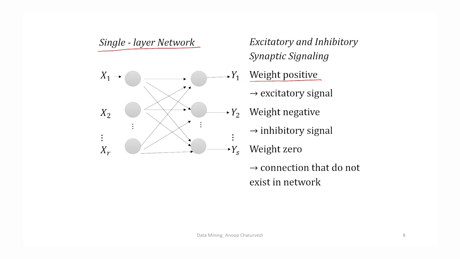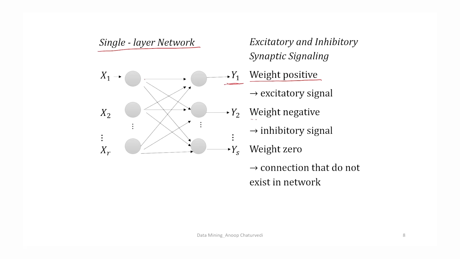Positive means what? Say, suppose this connection weight, which is the weight corresponding to the connection between x1 and y1 is positive, then this implies an excitatory signal, means as x1 increases, y1 increases, or increasing the value of x1 excites the value of y1.